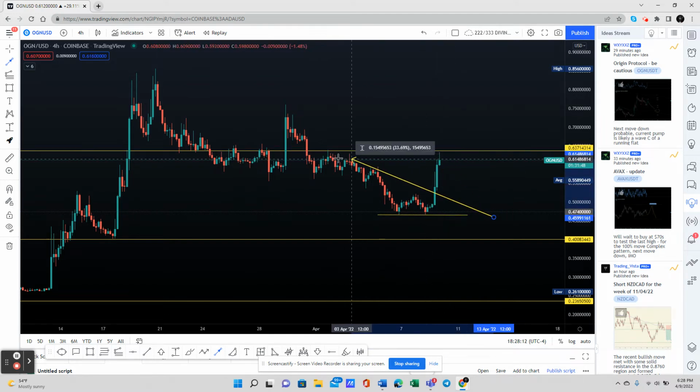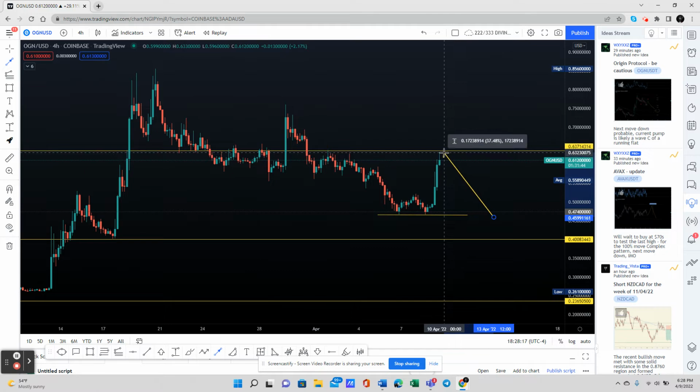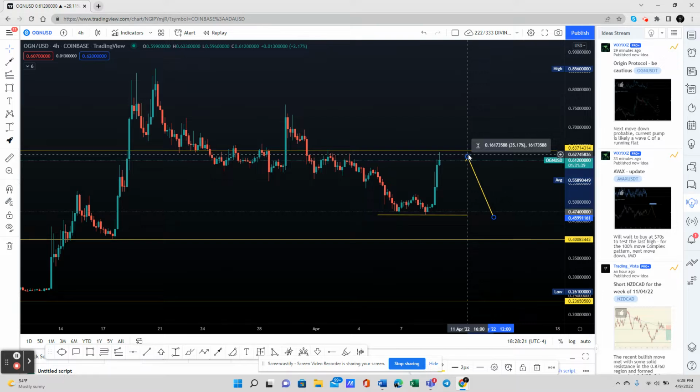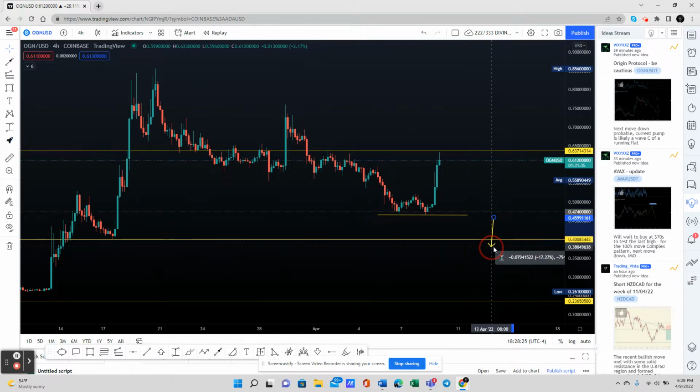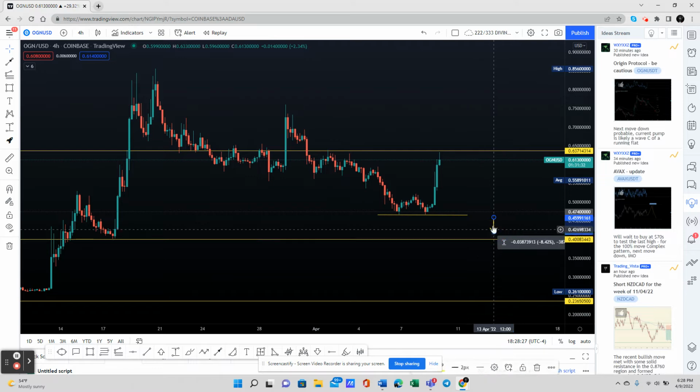And we have come back and retested this market structure and we have a nice rejection. All right, so what we want to look at is we believe that this price may start to come back down here to between the 40 and 38 cent region, based off this pattern that's showing up.